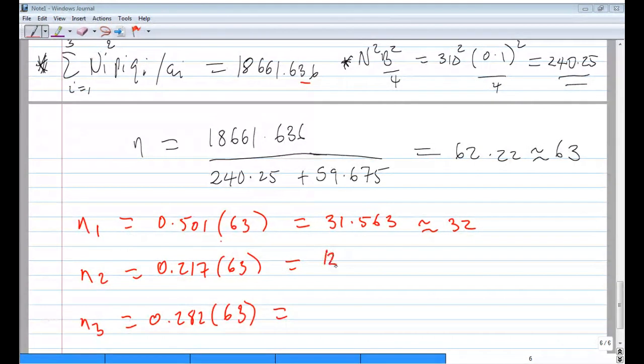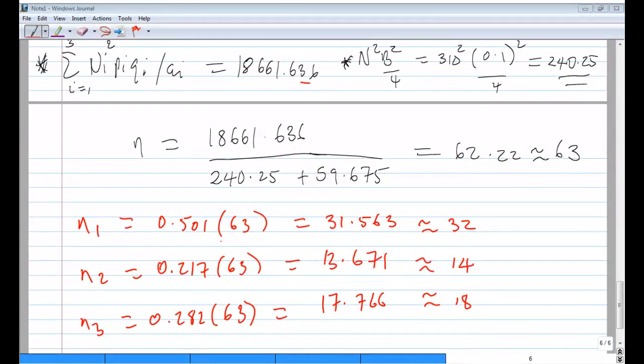13.671. I think this one is 14. The next one, 17.766. 66. Yes. 18. Can you add them? Are they giving us 63? Yes. 63? No. 64. It's 64, sir. Oh, it is 64. Now, let's go back now.